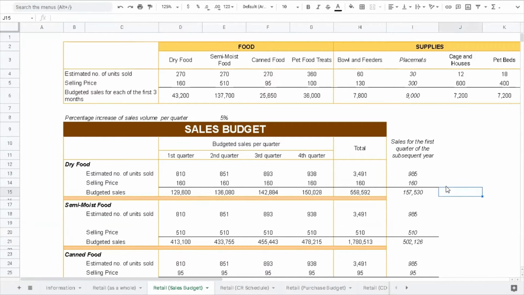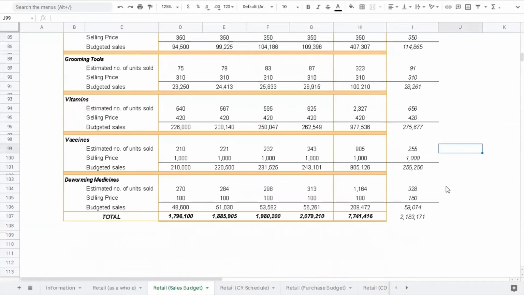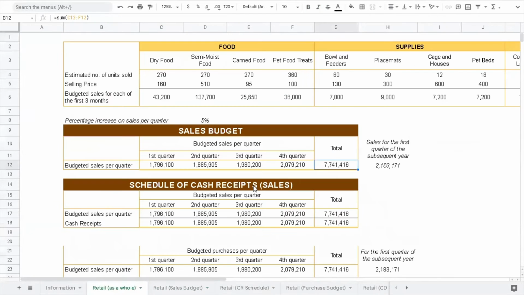So let's just go over. Here, the amount should equal to the amount presented earlier. Next is the schedule of cash receipts, particularly for sales. This is in line with the assumption that all sales are cash sales. Let's say, for example, for the first quarter cash receipts for sales, it is equal to the budgeted sales for the first quarter. That's why, for the annual cash receipts, it's also the same with the budgeted sales for the year.